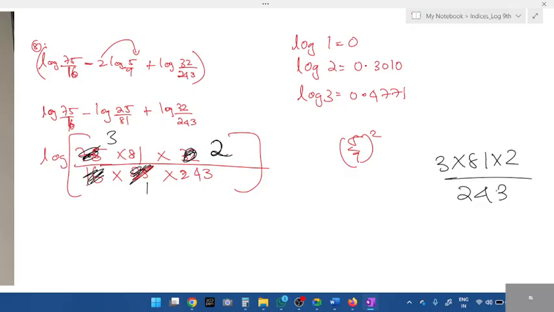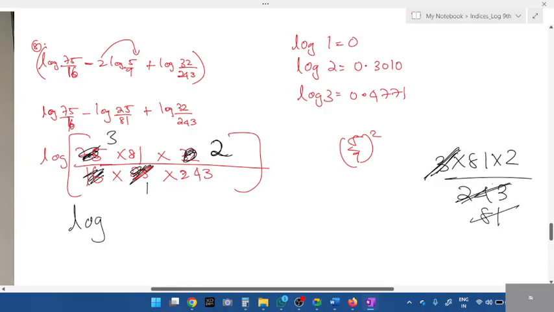What's the answer, Kia? What did you get? 0.301. Why 0? How come 0.30? Got log 2. Fine. Log 2. 3 ones are 3. How many times does 3 go in 243? 81. Log 2 is left. What is log 2, students? 0.3010.